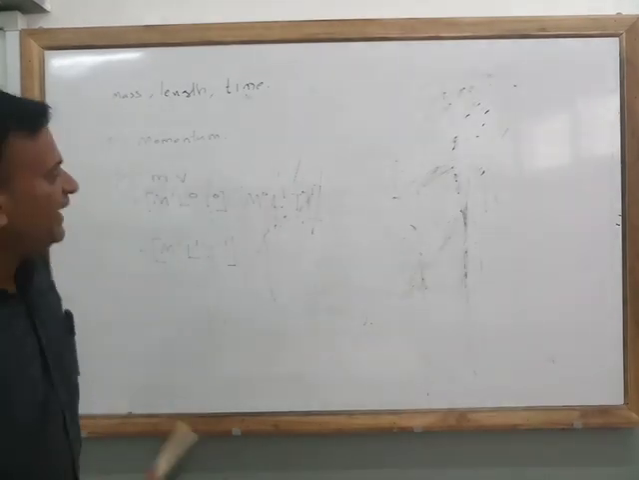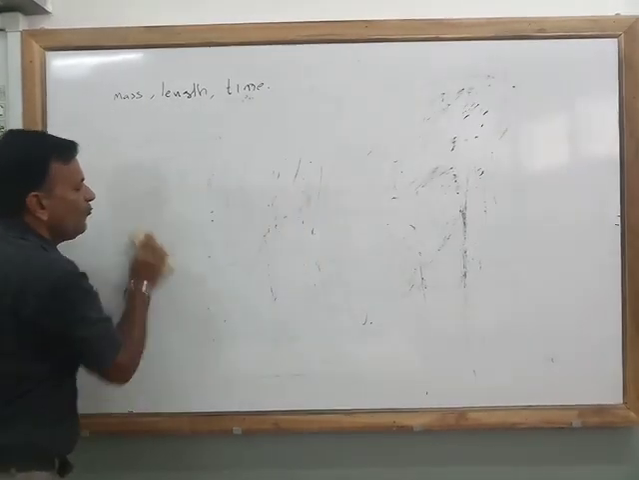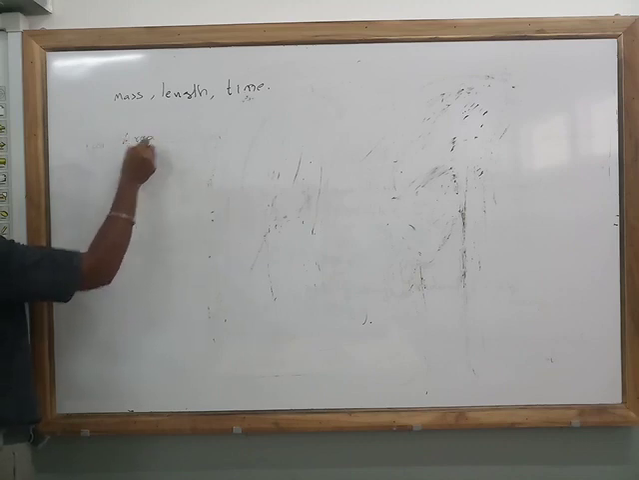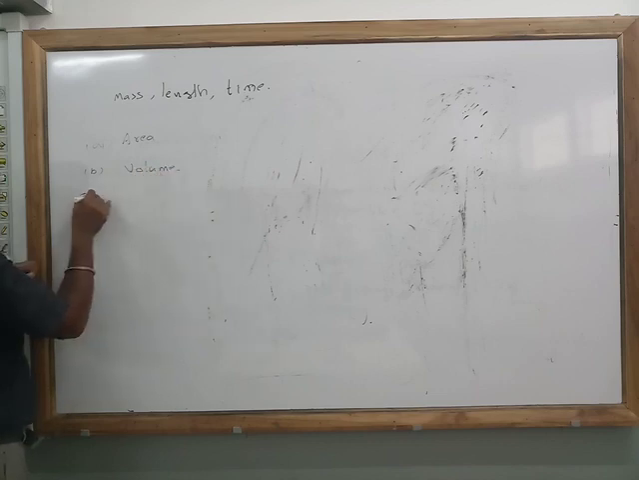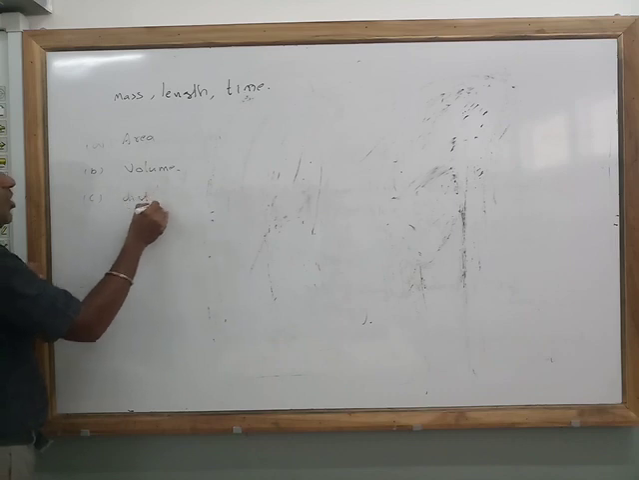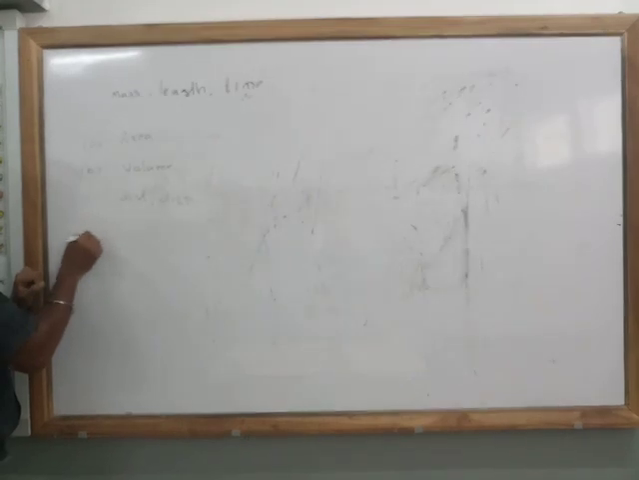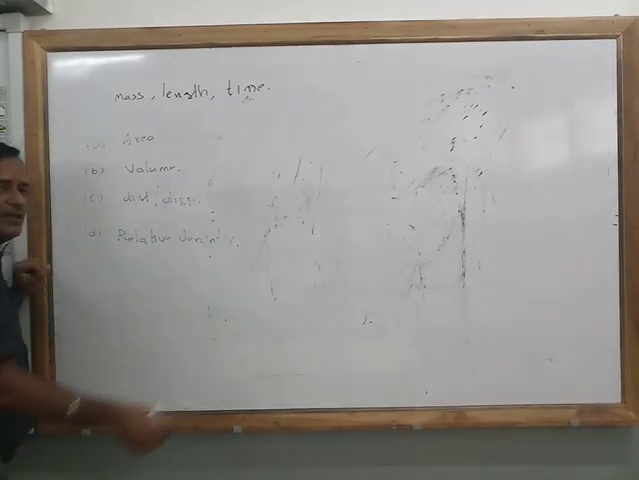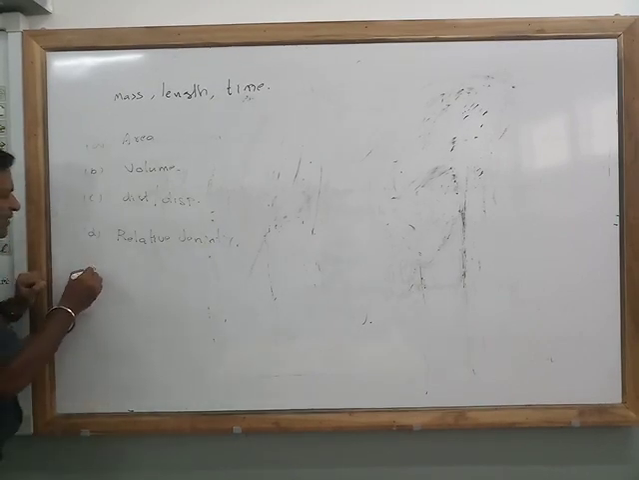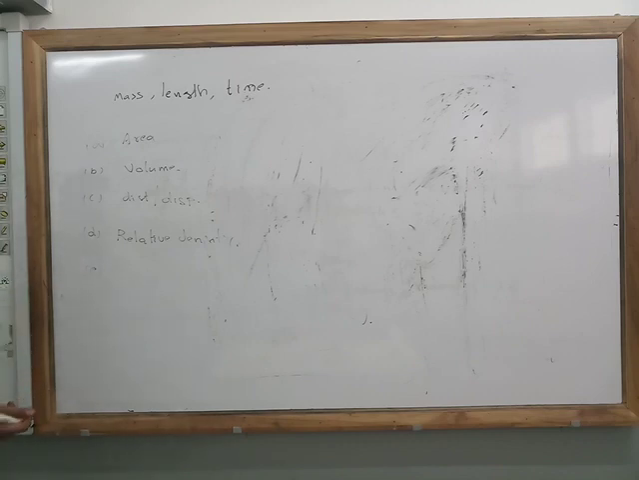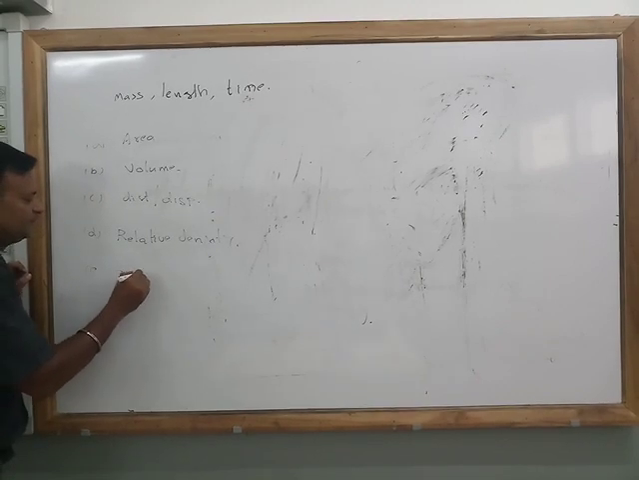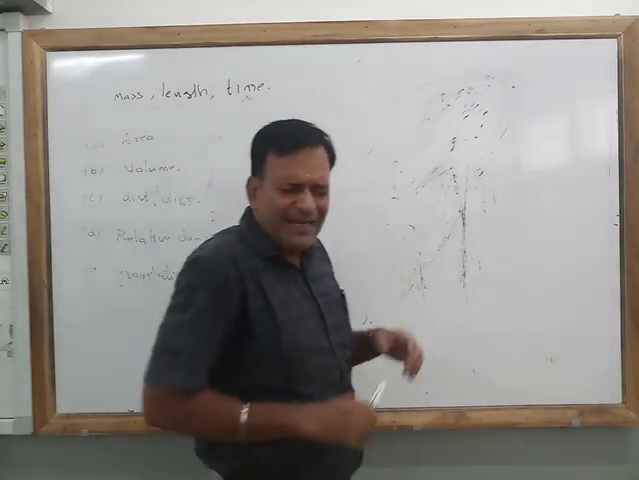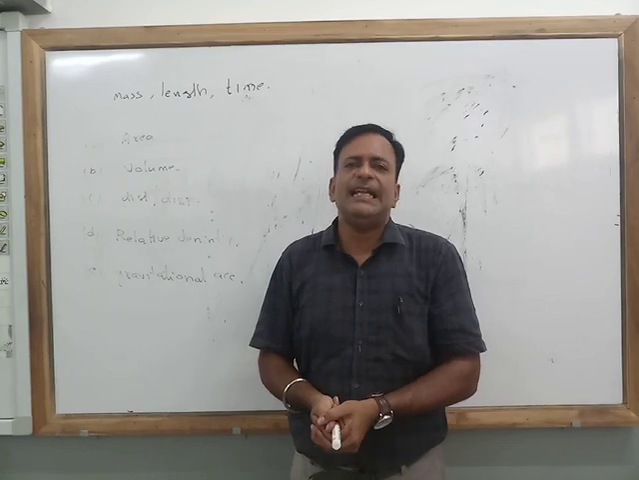Now, there are some physical quantities for which you already know the formulas. So I want you to try out these. Copy them: area, then volume, then distance or displacement, then relative density. You can try out these four. And one more thing, A, B, C, D and E, let it be the last one: gravitational acceleration. Try out these, and this will give you a little more insight into the topic of dimensional analysis.